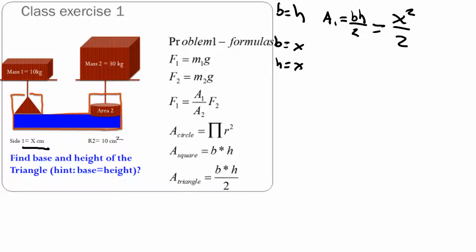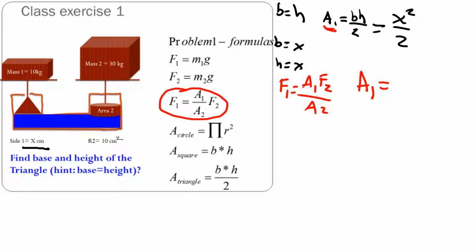So to find out x, first we need to find the value of A1. And we can find the value of A1 by using this formula. That is F1 equals A1 times F2 divided by A2. And if we leave A1 alone, it will be A1 is equal to F1 times A2 divided by F2. Okay, so first we need to find these values to plug them in to find A1.